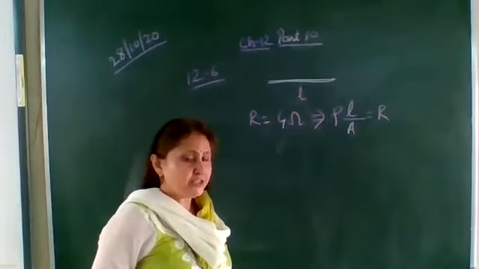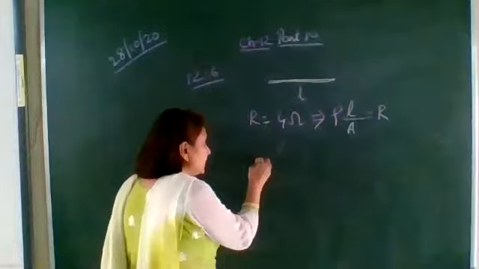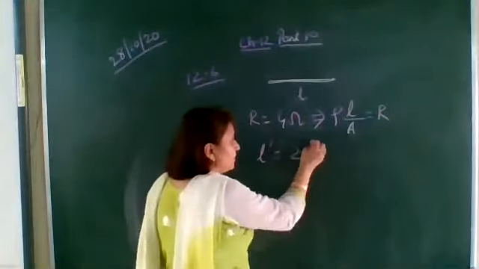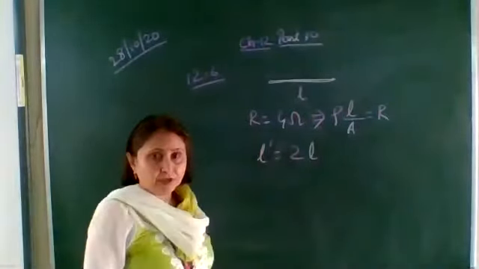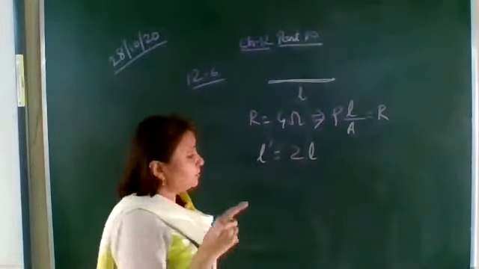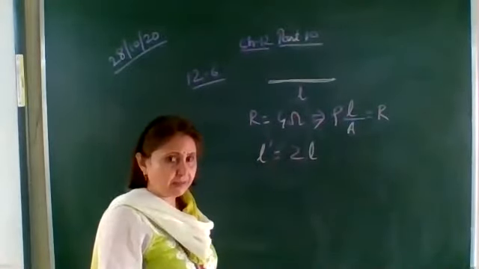Now what is done? It is stretched to double its length. That is, the new length, let it be L dash, will be equal to 2L. But the volume of the wire will remain the same, and volume is length into cross-sectional area.